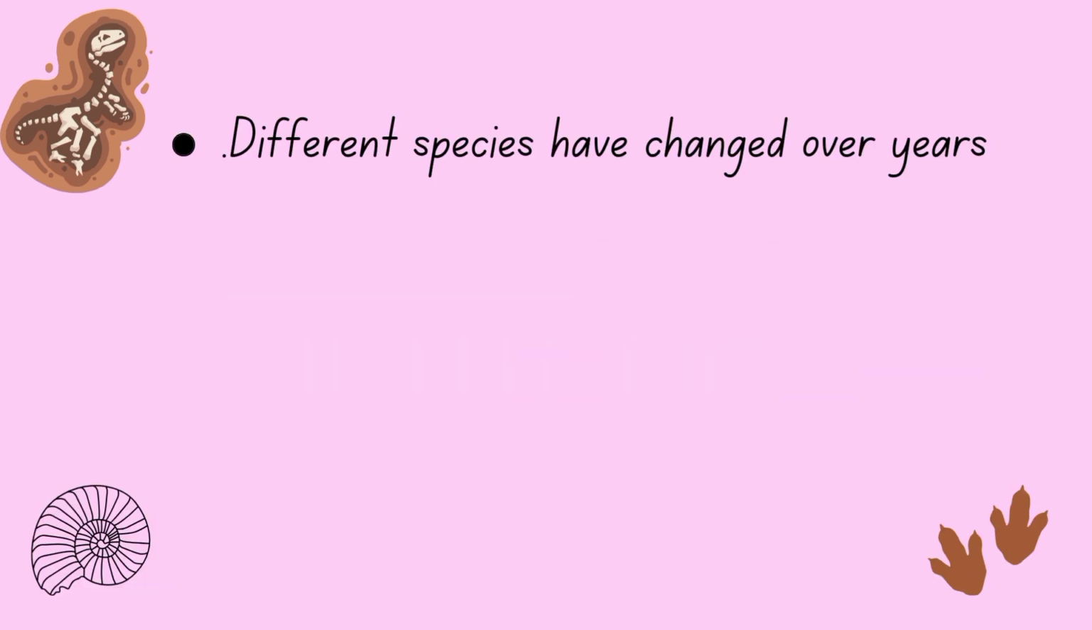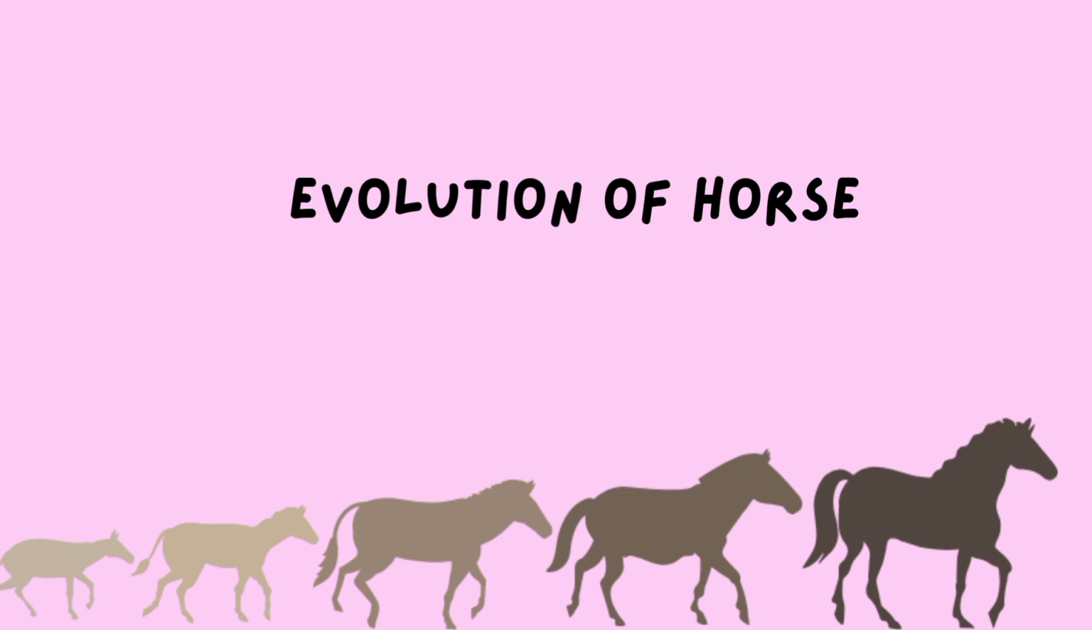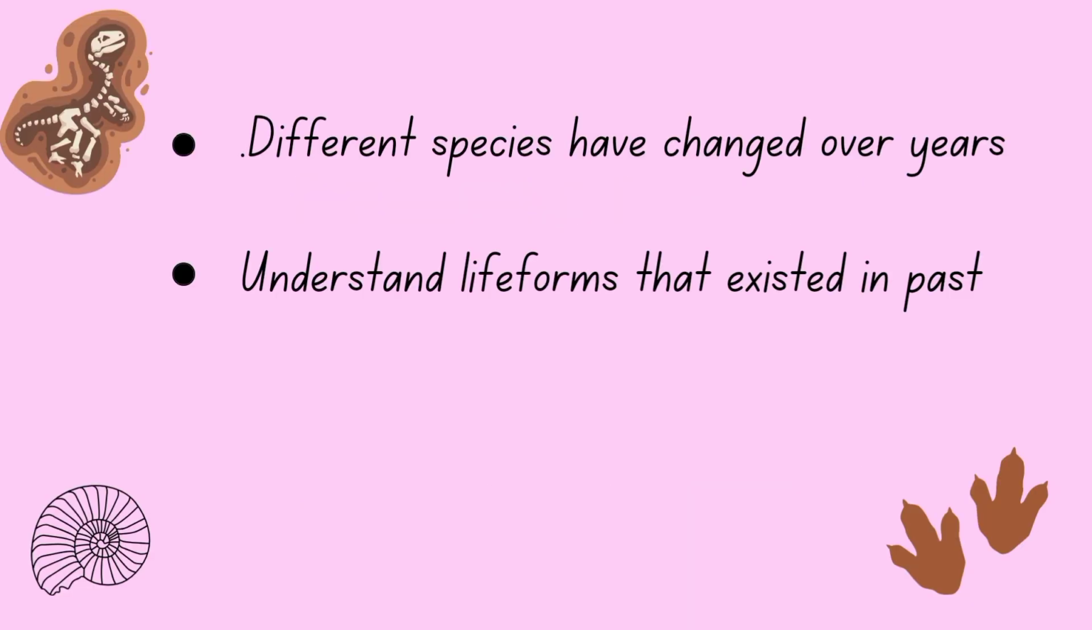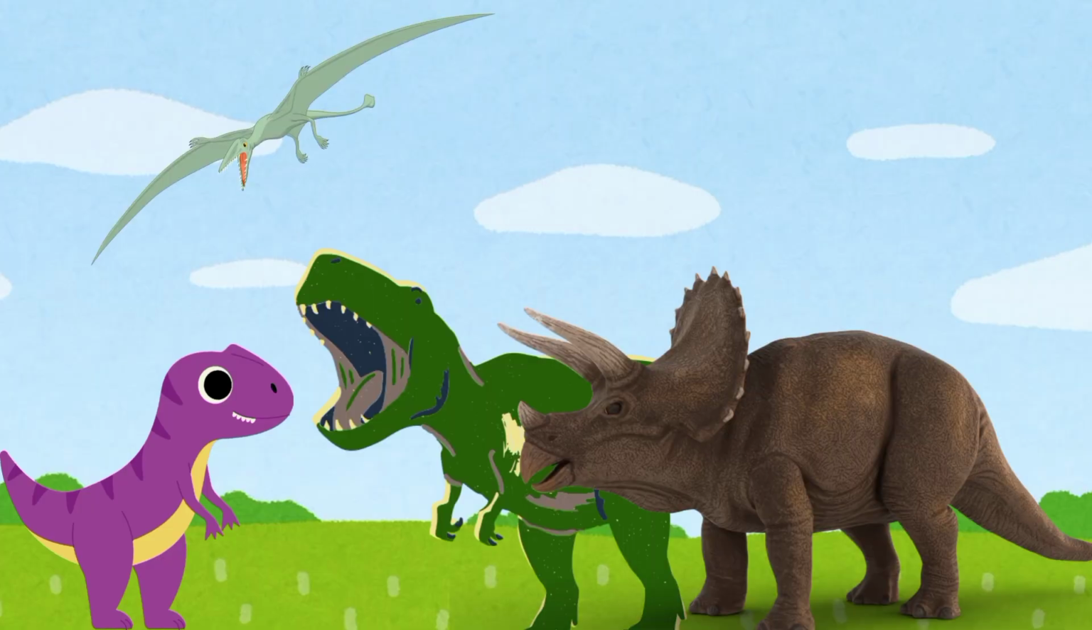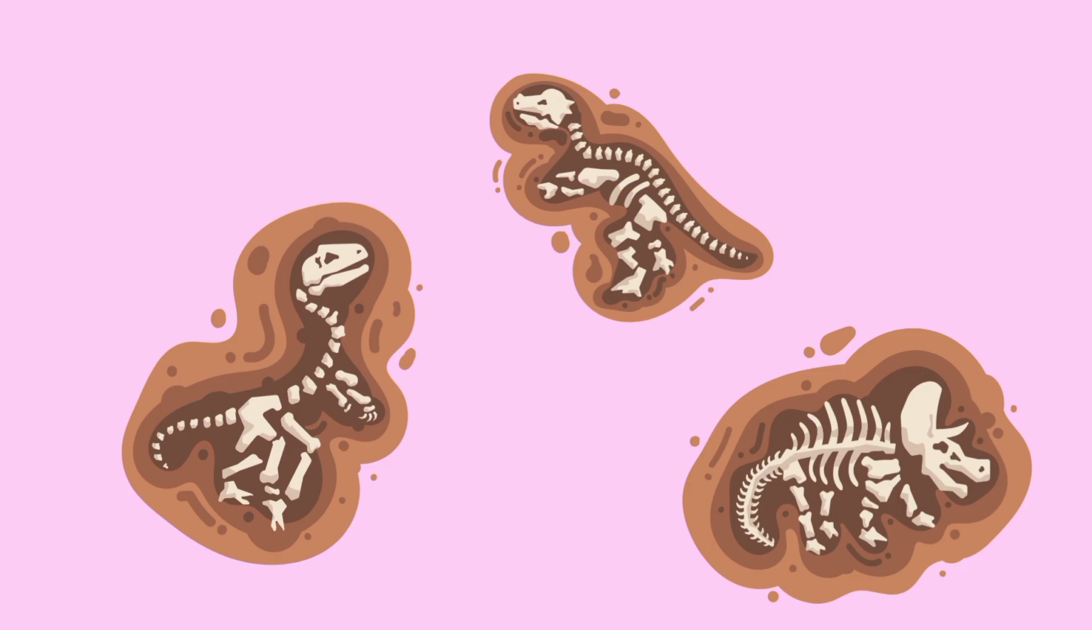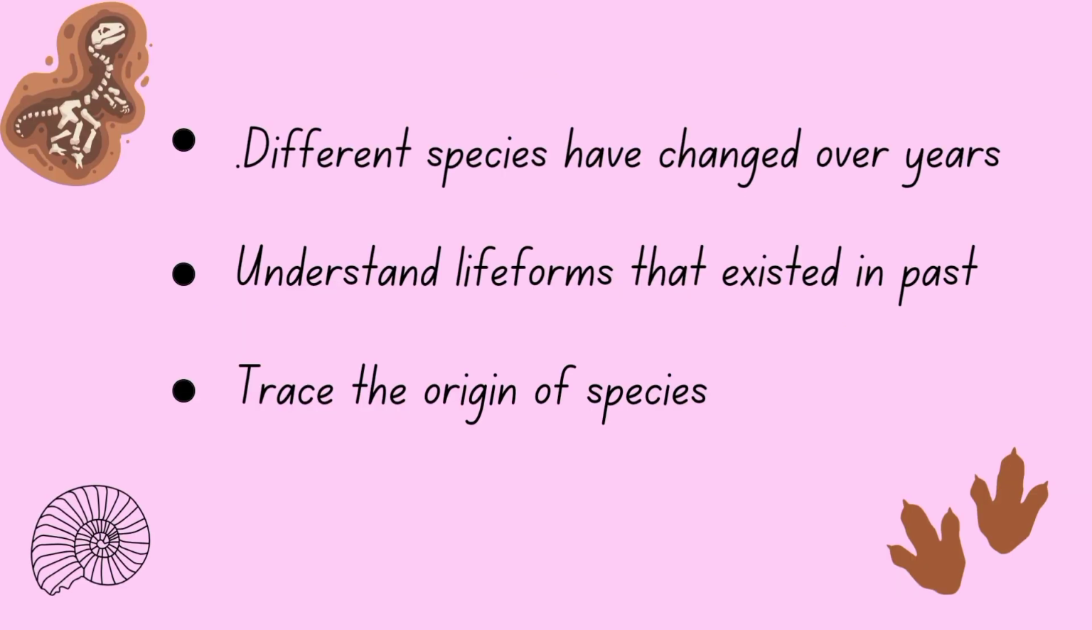First, it shows how different species have changed over millions of years. In our last video, we have already seen how the present-day horse has evolved from a dog-sized Eohippus. Secondly, it helps us to understand the life forms that existed in the past. The existence of dinosaurs was revealed when its fossils were discovered for the first time in the 17th century. It also helps us to trace the origin of species.